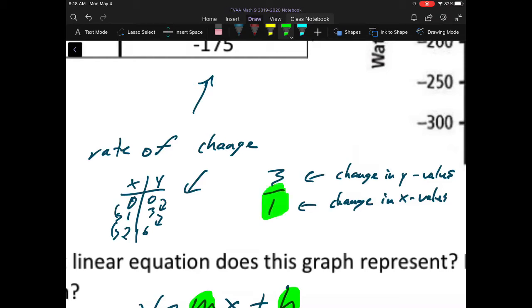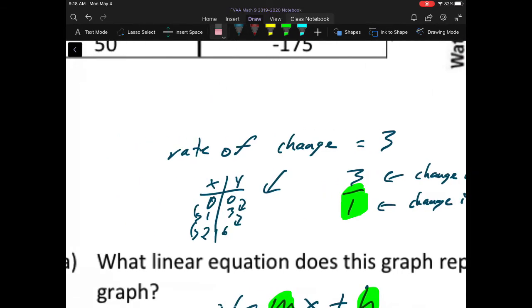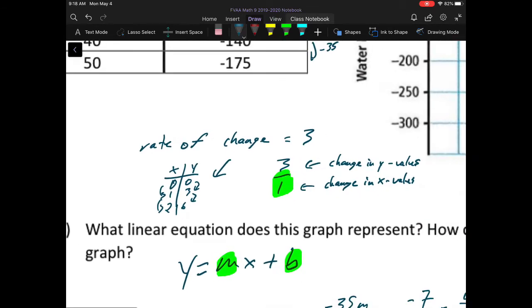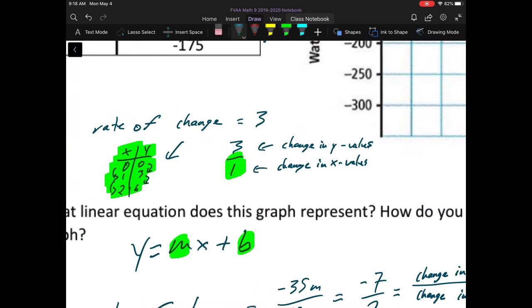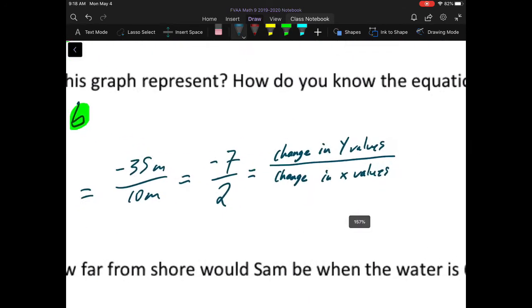You can kind of disregard that. So that's why we ended up with a rate of change of 3. Now this is a rate of change for this hypothetical table, not the table above here. This is just an example of me showing you guys. This would be the rate of change for the table above.